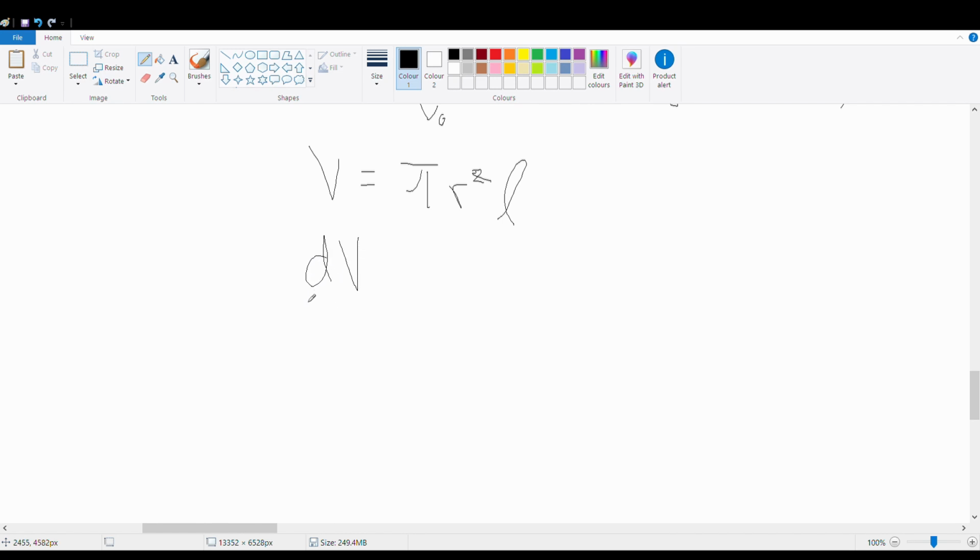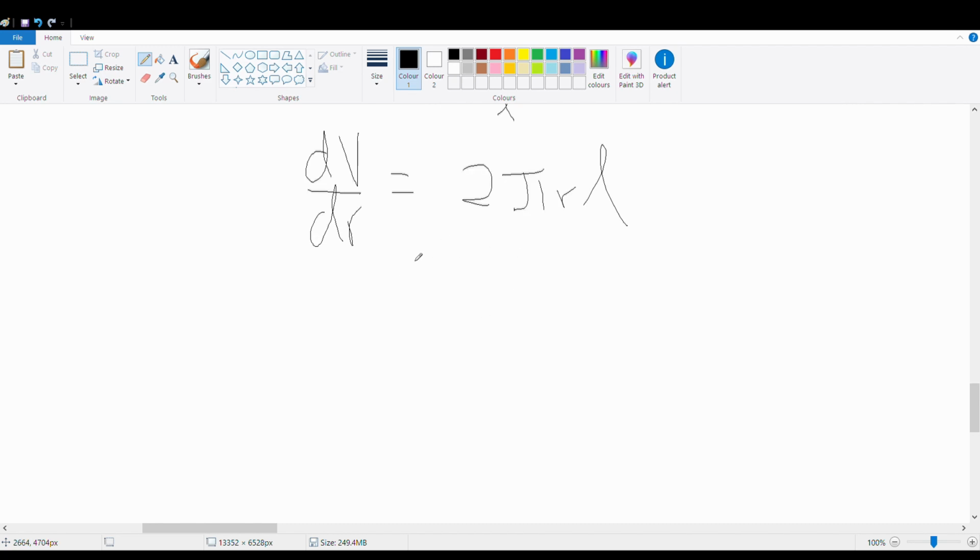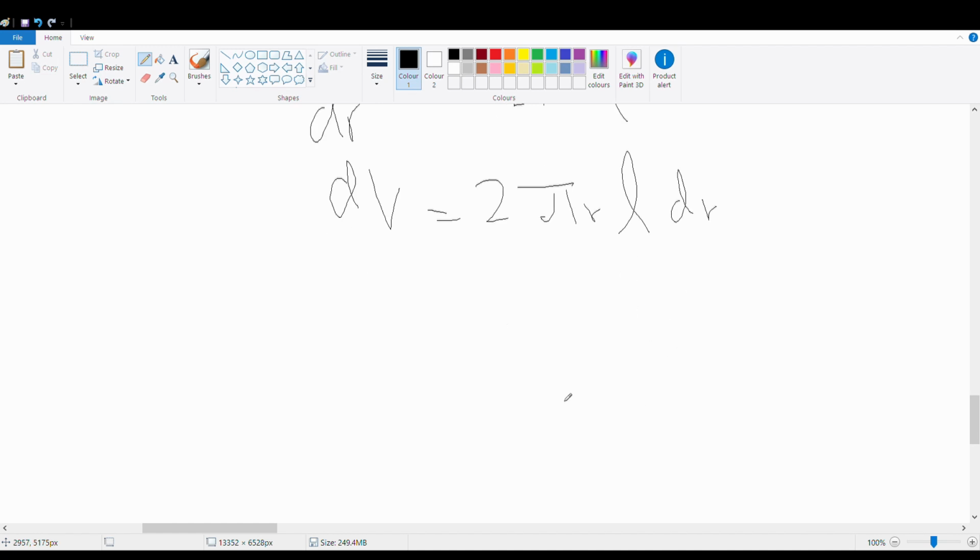So dV by dr is equal to 2 pi r L. Again, I'm applying the power rule here, as I also did in the previous case for the disk. And so dV is simply equal to 2 pi r L dr. Now we're going to write I is equal to the integral of dm r squared.